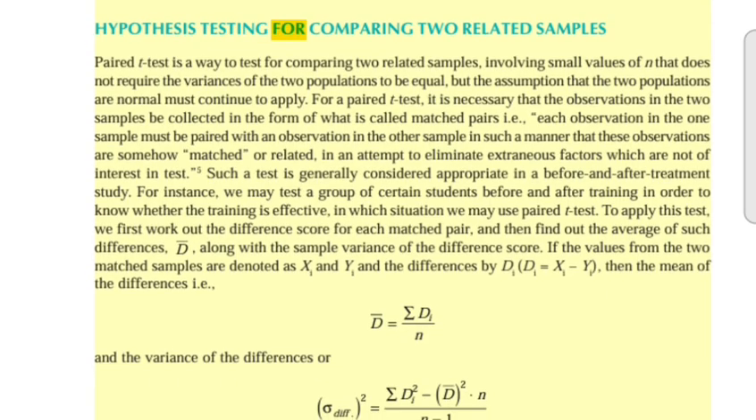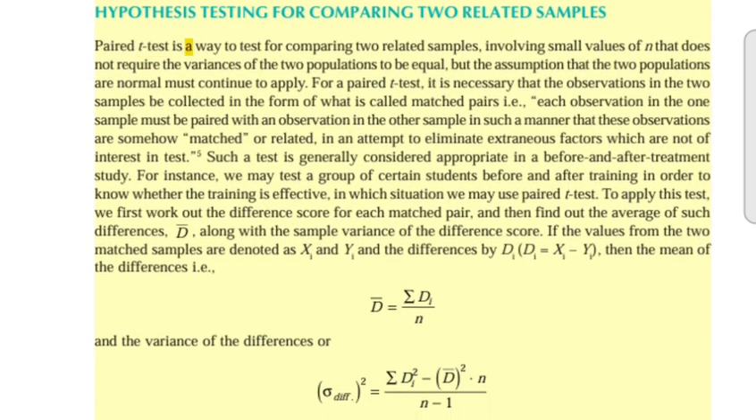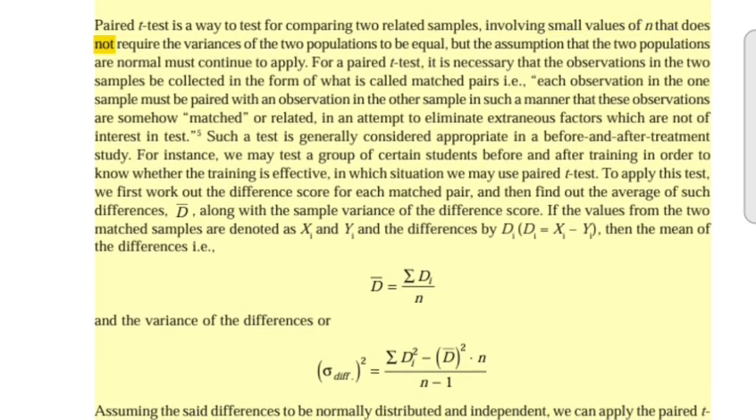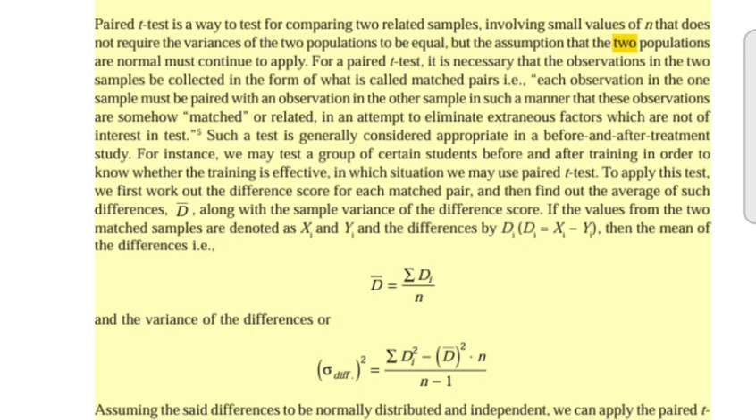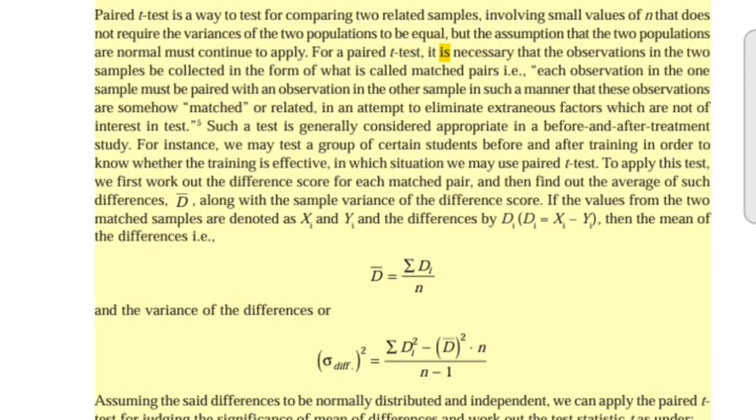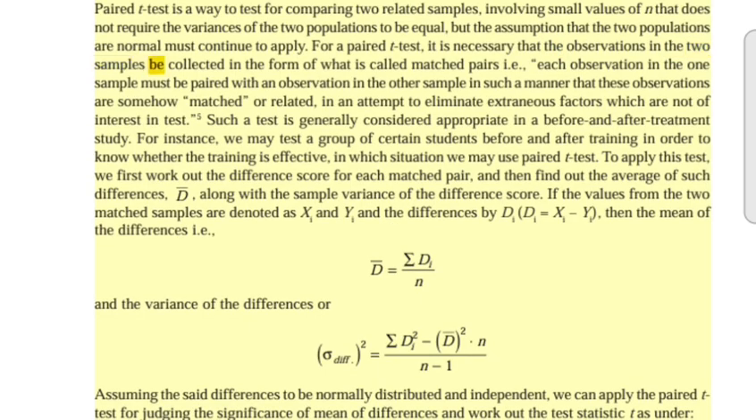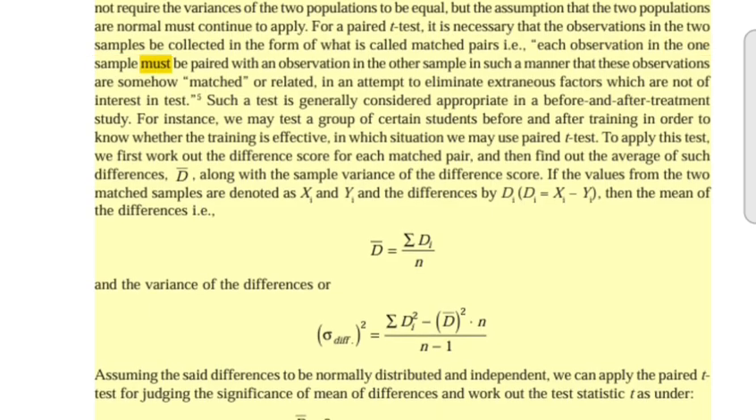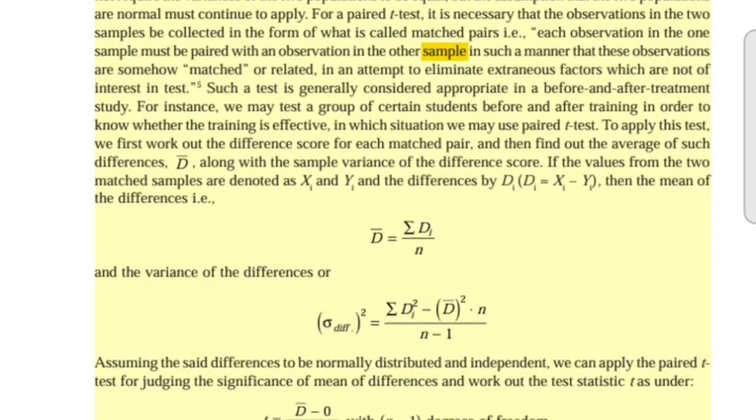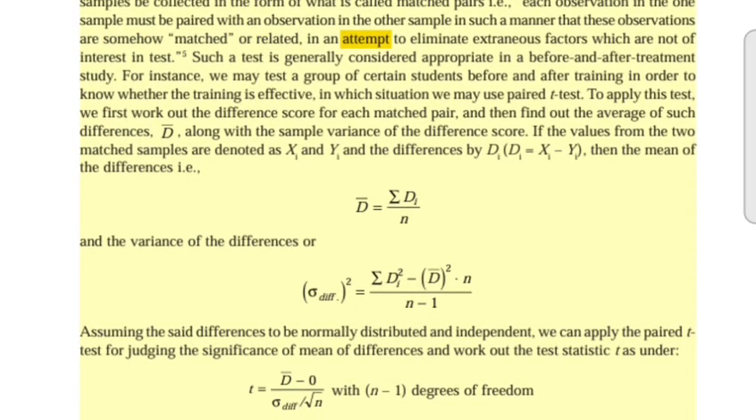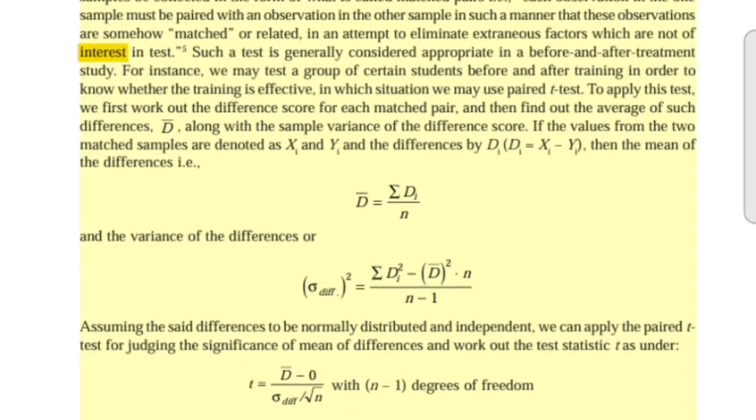Hypothesis testing for comparing two related samples. Paired t-test is a way to test for comparing two related samples, involving small values of n, that does not require the variances of the two populations to be equal, but the assumption that the two populations are normal must continue to apply. For a paired t-test, it is necessary that the observations in the two samples be collected in the form of what is called matched pairs, i.e., each observation in the one sample must be paired with an observation in the other sample in such a manner that these observations are somehow matched or related, in an attempt to eliminate extraneous factors which are not of interest in the test.